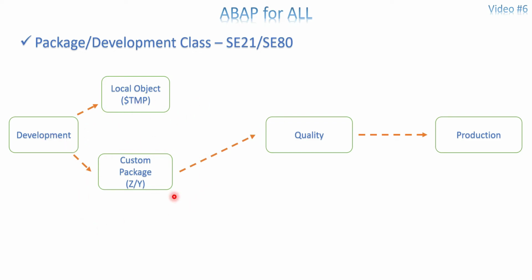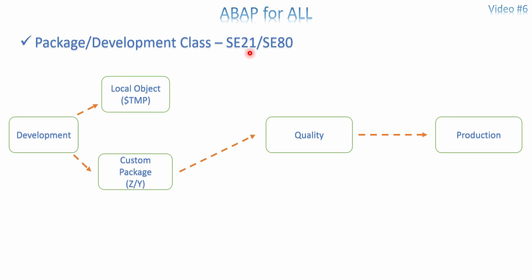It should start with Z or Y because it's a custom object, and you have to save whatever objects you want in the custom package. Then it's capable of moving your development objects from one server to another server. So development to quality, quality to production. For this movement, package is very important. It's mandatory. Without a package, you can't move any single object. So that's the need of a package.